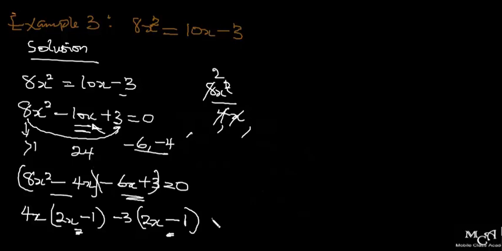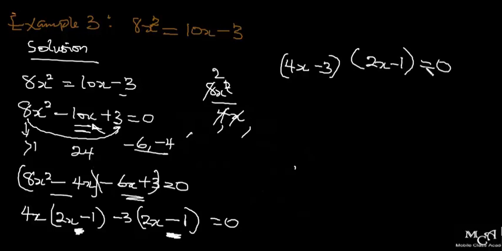Don't forget we are equating everything to 0. Now we have 4x outside the brackets and minus 3. So we group them together. Then we come here to check the value inside the bracket. They are the same, the first bracket and the second bracket. So we pick just one, and that is 2x minus 1 equals 0.